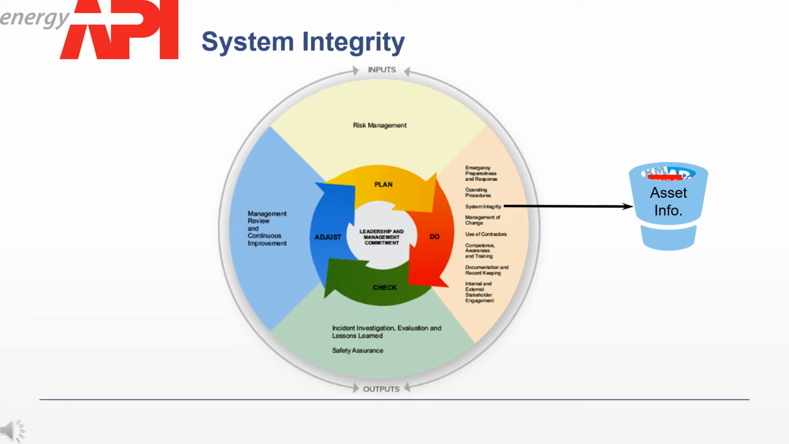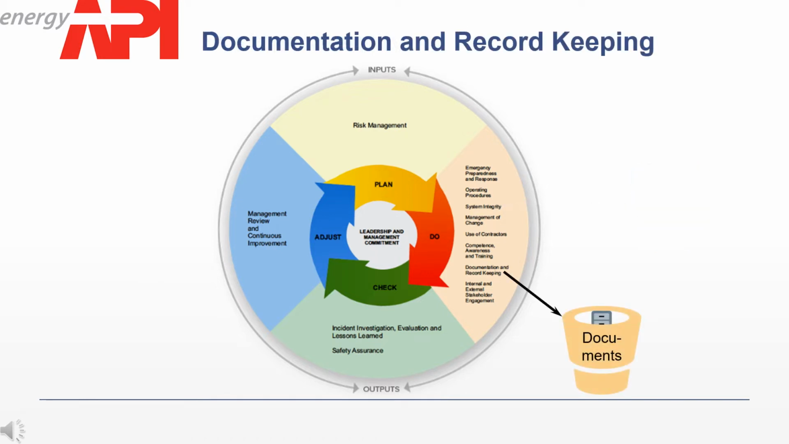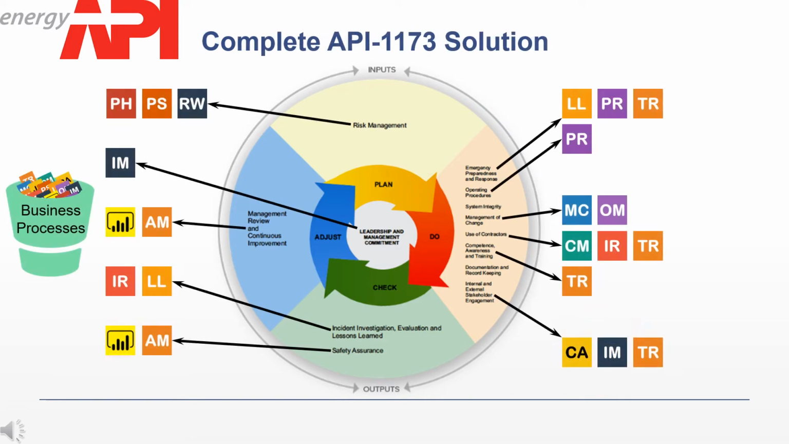System integrity is normally handled by an asset management or maintenance application, like we said before. Similarly, documentation and record keeping involves some form of electronic document management system. Again, Gateway has helped numerous companies set up electronic document vaulting. The remainder of the API 1173 solution uses exactly the same applications as risk-based process safety.